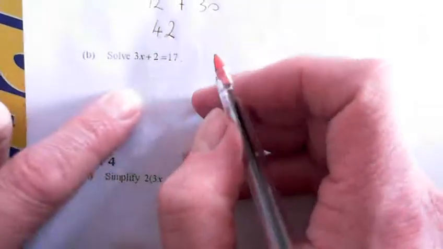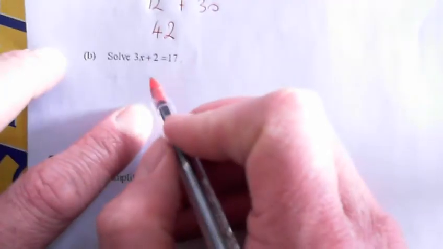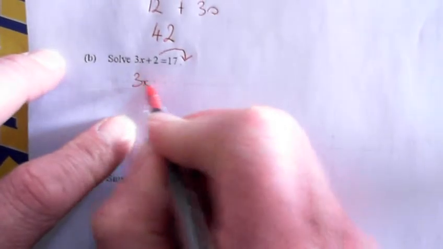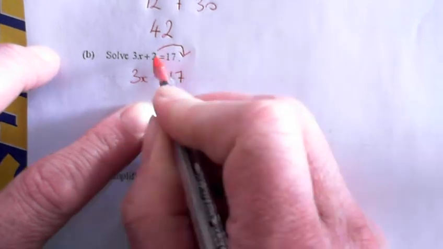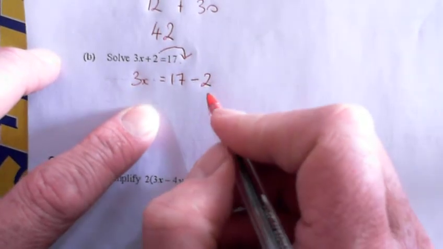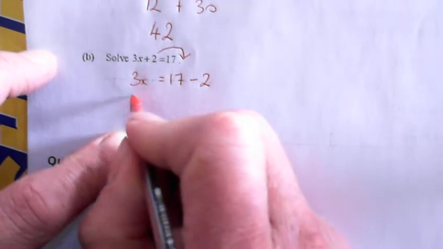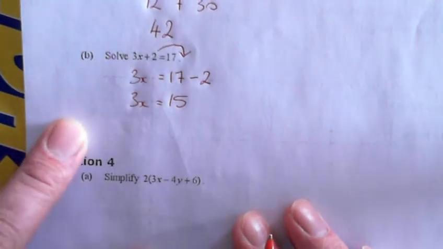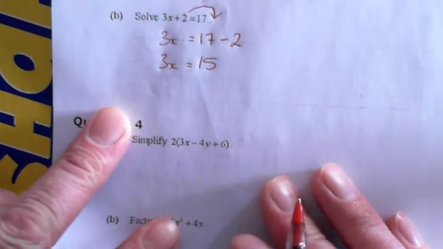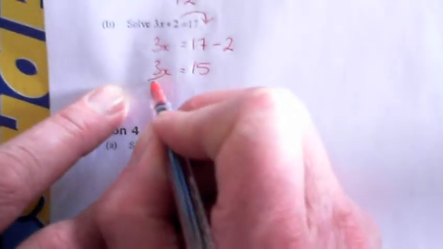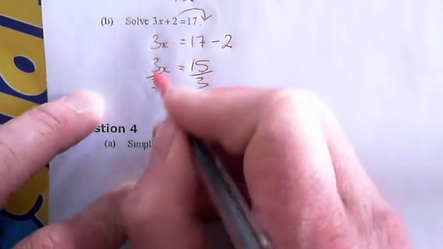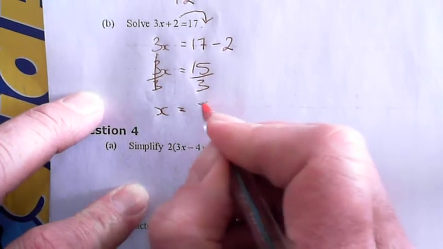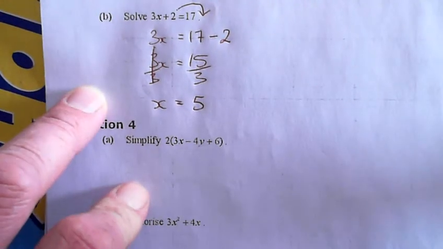Solve means find the value of x. So what do we need to do with the number 2? Bring it across. So 3x is equal to 17, bring the plus 2 across and it becomes a minus 2. 3x is equal to 15. Divide both sides by what number? 3. 3 divided by 3, 15 divided by 3. 3 divided by 3 is 1x. 15 divided by 3 is 5. X is equal to 5.